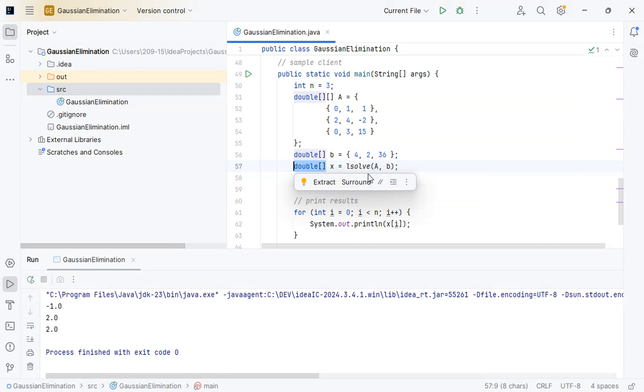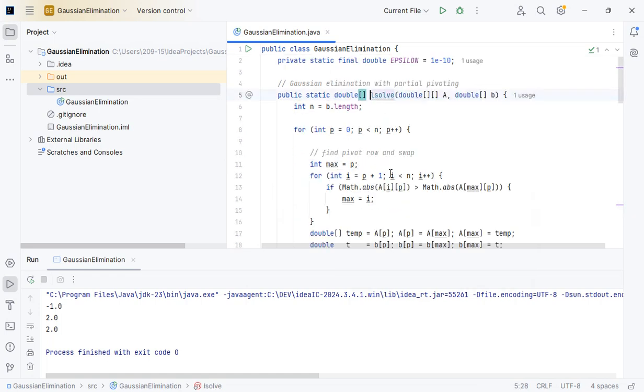Initially, you have A and B there. Let us go to this method and see what is happening here. Of course, it is public static double solve. You see here we put the type, what it returns. It returns an array, because we have defined an array. And an array of what type? Of type double. Why double? Because we cannot have integer numbers all the time. We can have different numbers here.